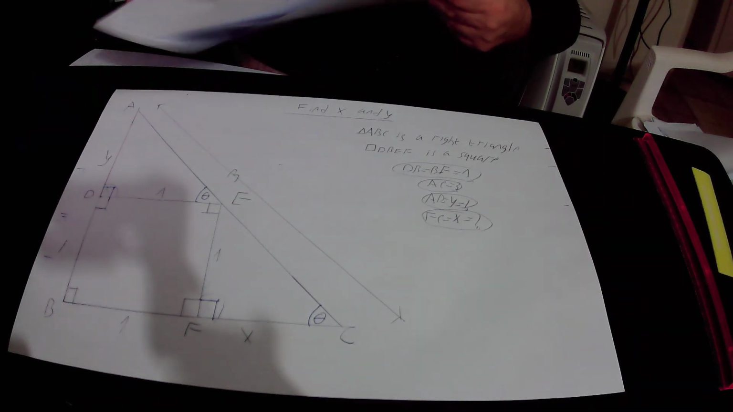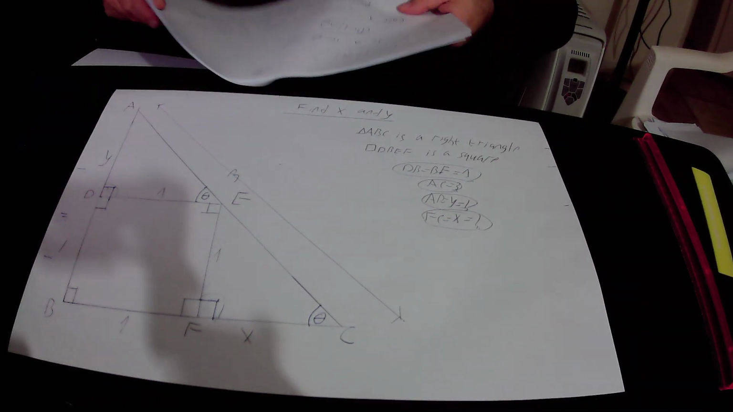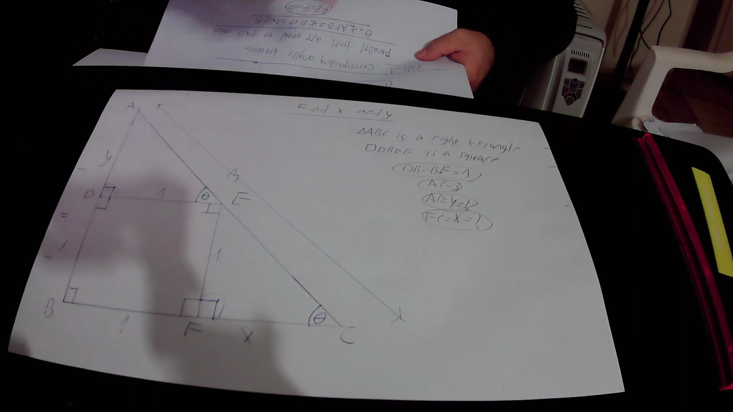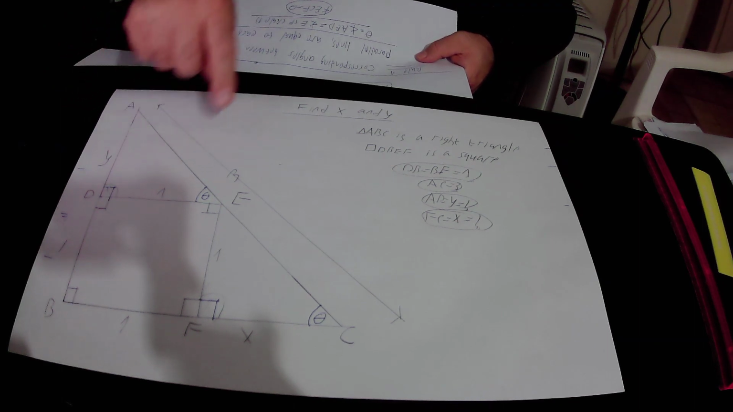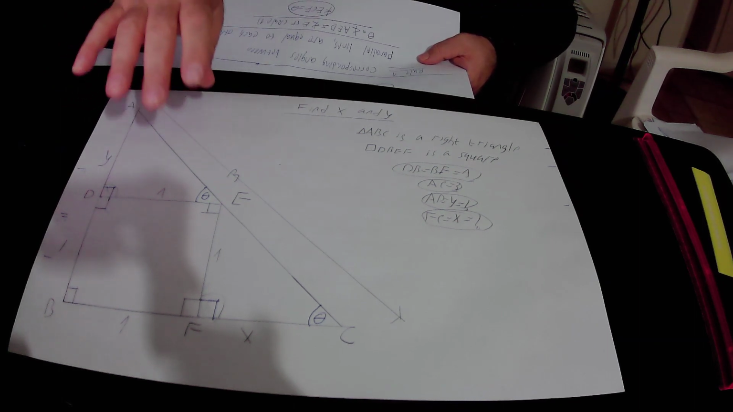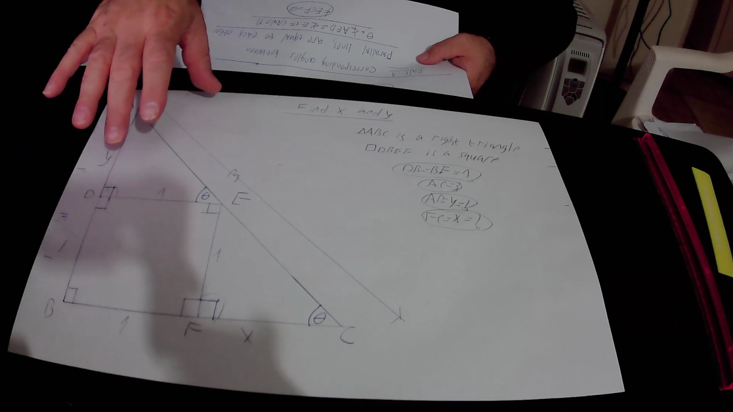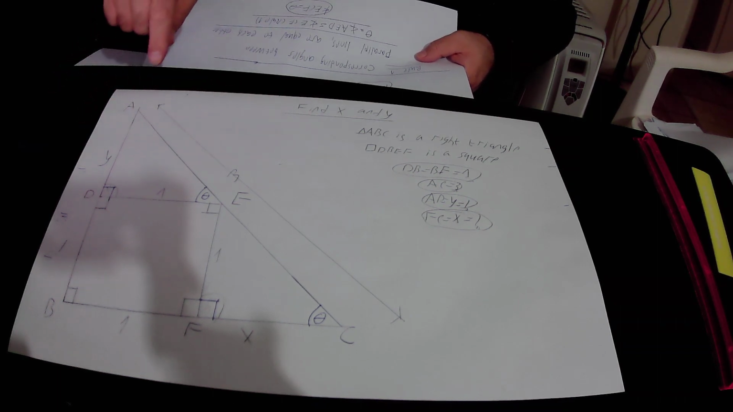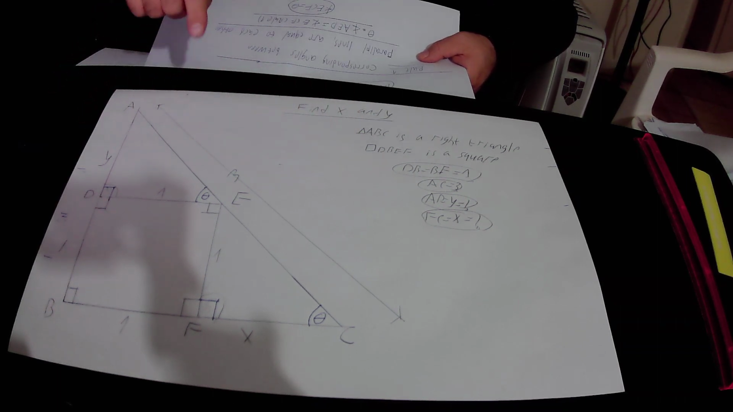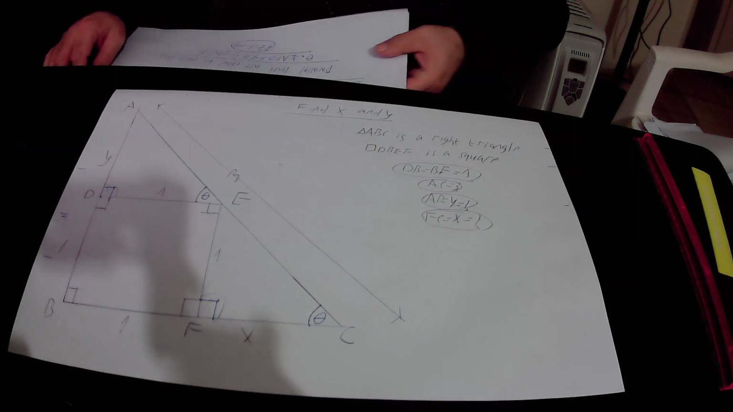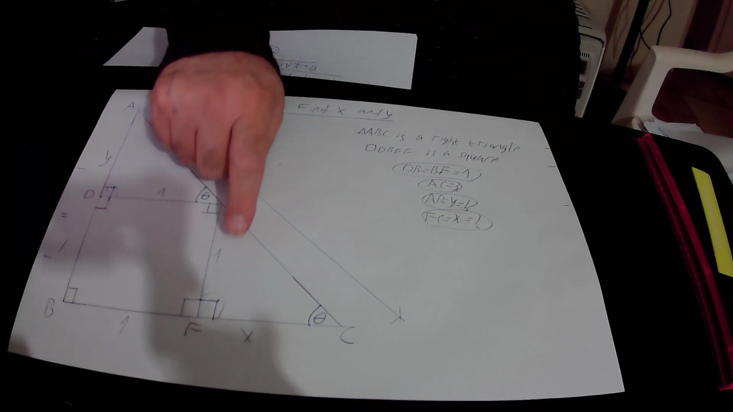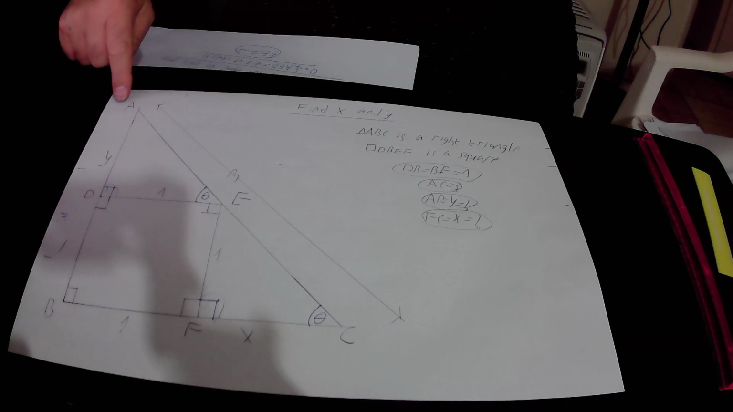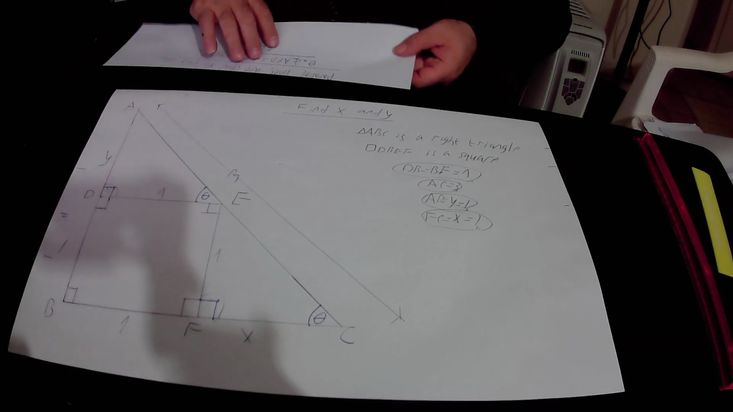So we have here square DEBF. We know that one side of this square equals to 1 unit. The square is inside the right triangle ABC. We know that the hypotenuse AC of the right triangle equals to 3 units. And we want to find out the value of line segment FC, that is x, and the value of line segment AD, that is y.